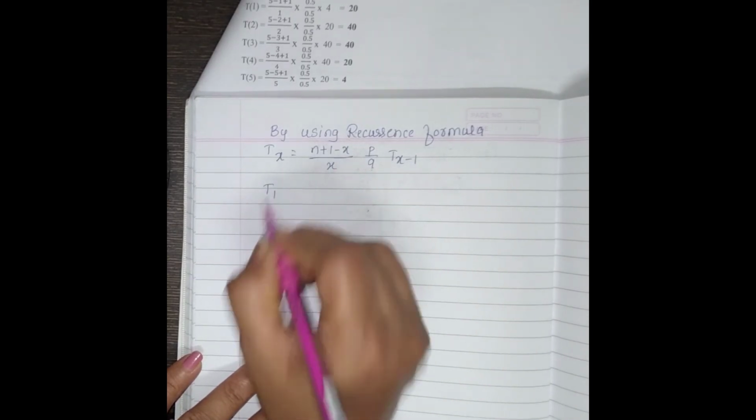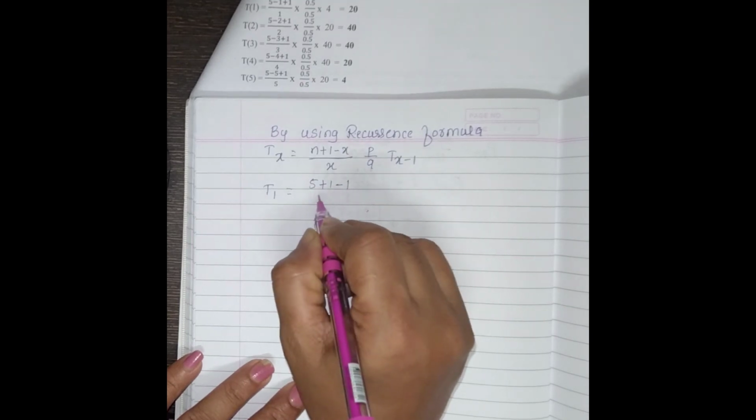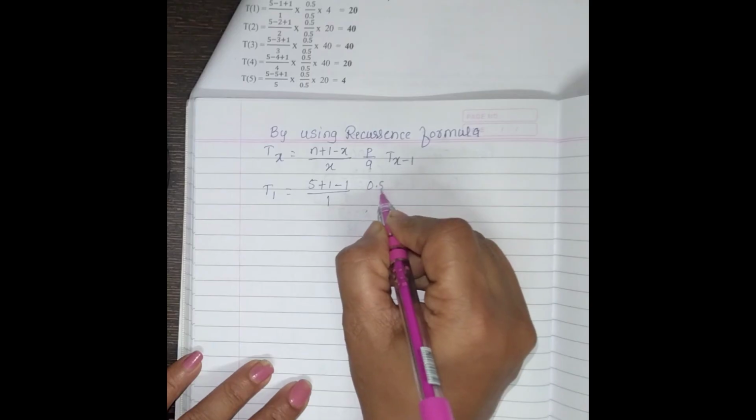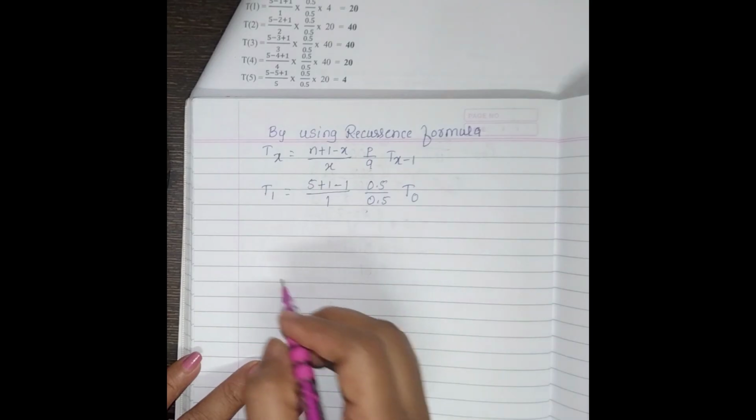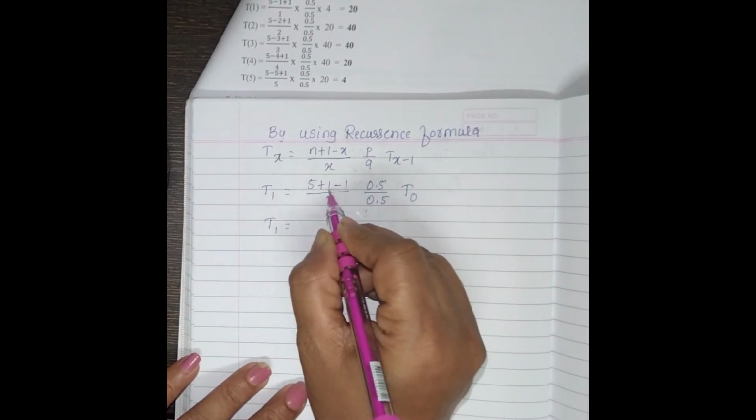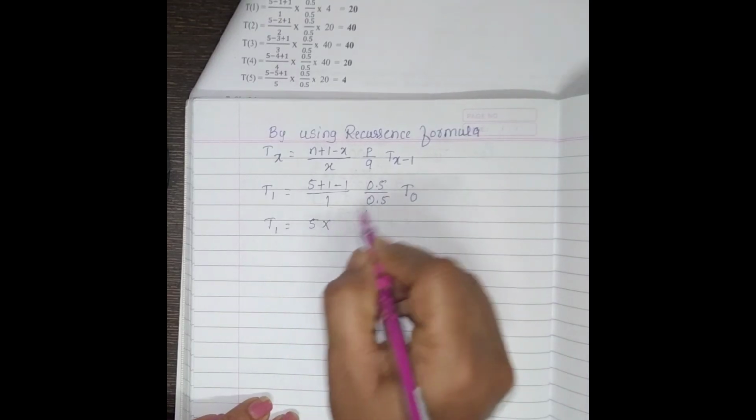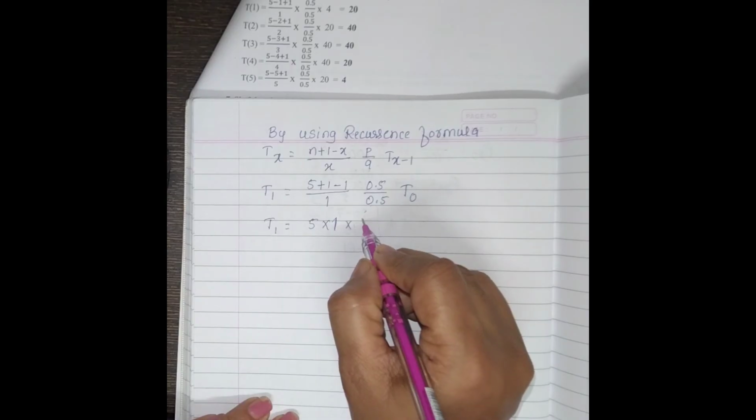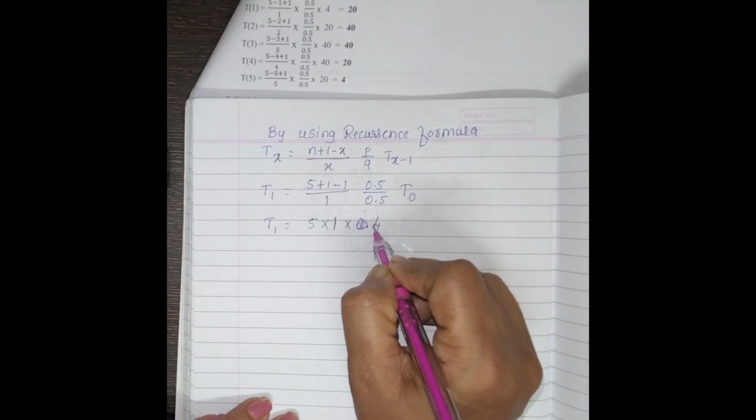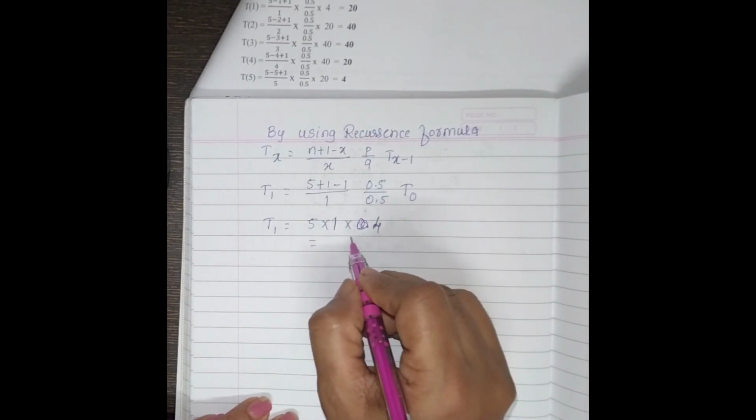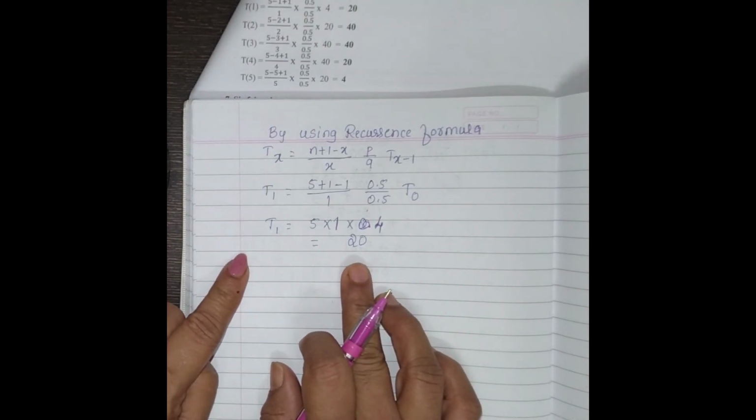Now when we take T1, T1 is equal to (5 plus 1 minus 1) divided by 1, into 0.5 divided by 0.5, into T0. T1 is equal to 5 plus 1, that is 6, 6 minus 1 is 5. 5 into 1 into T0. The T0 answer is already calculated, that is 4. 5 into 4 is 20. T1 you are getting as 20.